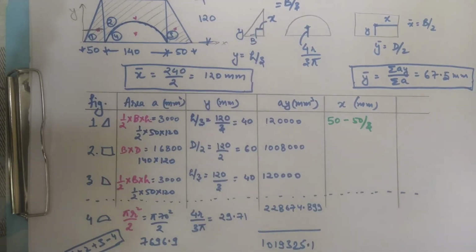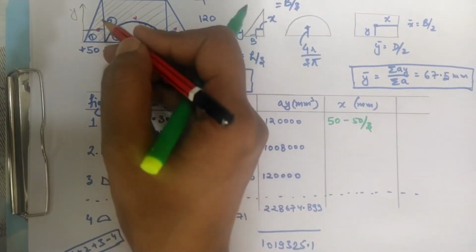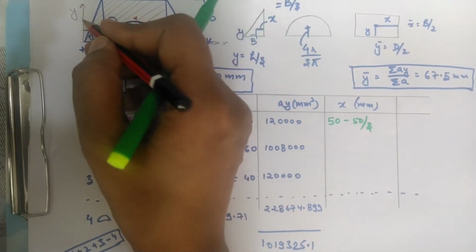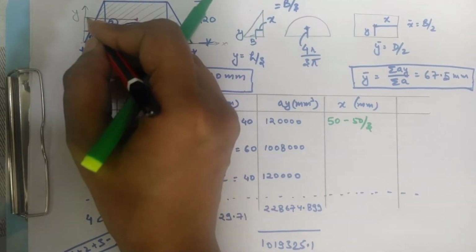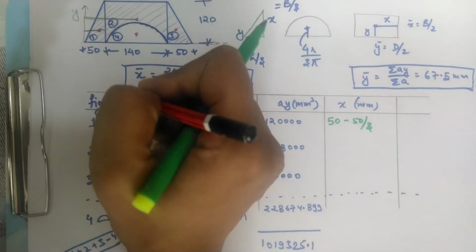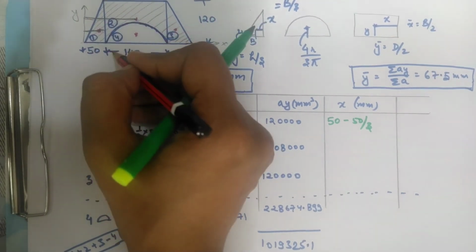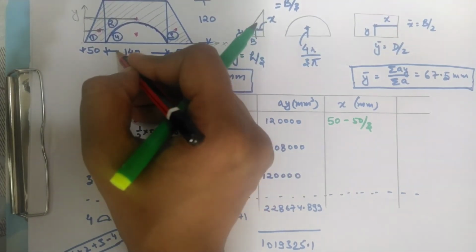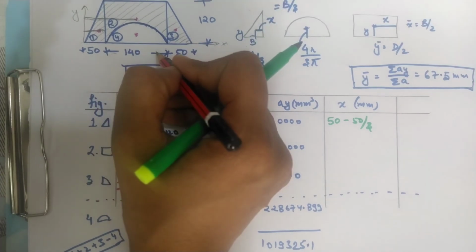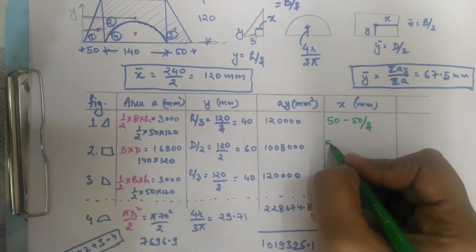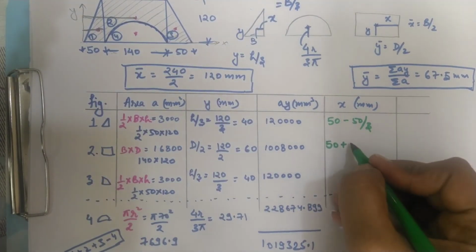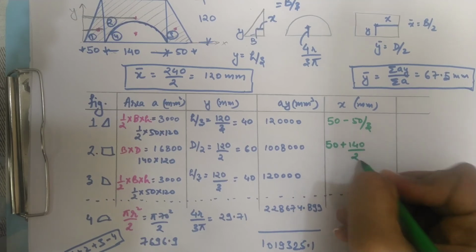Now what is this value? Next one is your rectangle. For the rectangle, we are interested in identifying this particular value. So what is this one? This is your 50 and your b by 2. So I am writing here 50 plus b by 2, which is 140 by 2.